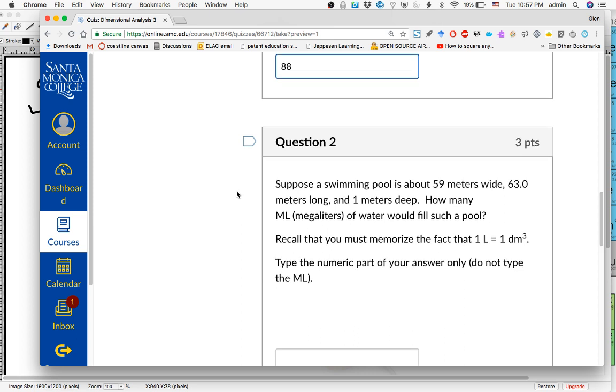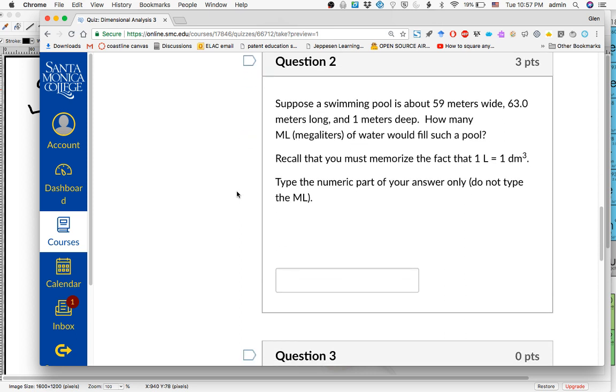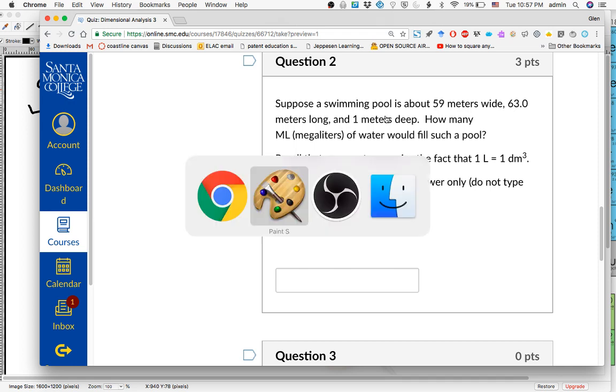And now for number 2. Swimming pool. Here are the dimensions. How many megaliters of water? Okay, I know that megaliters are volume, and I know these are meters. All right. Looks like I have a width, a length, and a depth. So they're assuming that the swimming pool is rectangular, a rectangular prism. So I'm just going to multiply these because volume equals length times width times height.